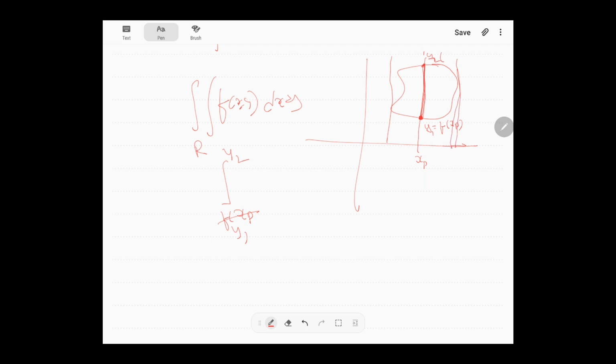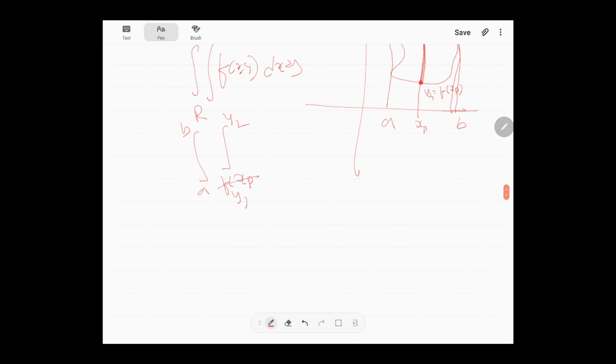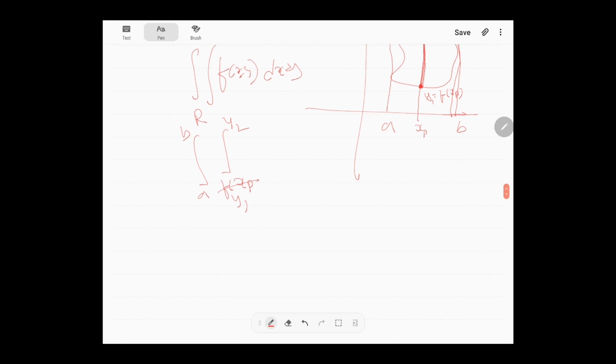Suppose say this region is in between these two lines, a and b, so that x varies in between a and b. So integral a to b, and this is f1 of x and this is f2 of x, of f of x y, dy dx.